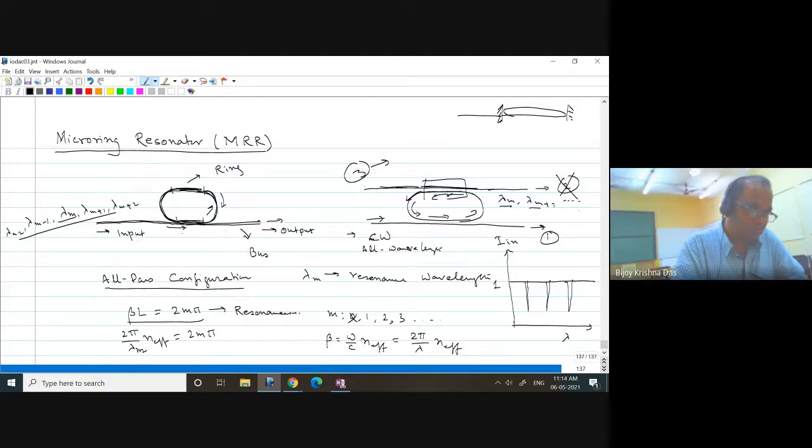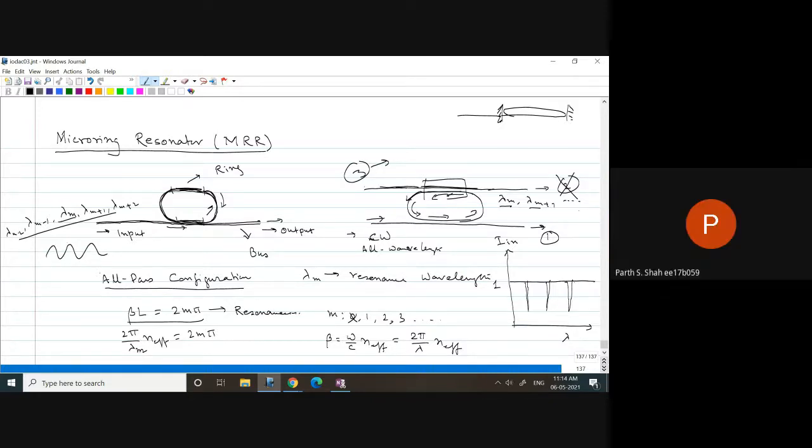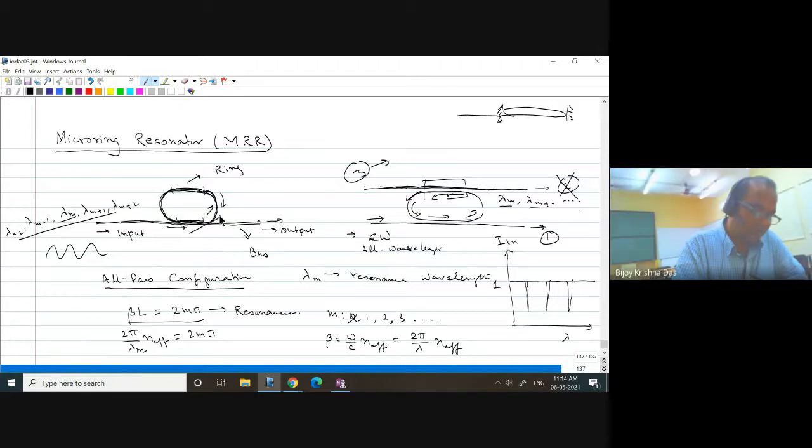I'm not discussing pulses. I'm considering continuous wave light, maybe a sinusoidal wave, but all frequencies are there. And then something is coupling here while forward propagating, and something is supposed to go outside. Now, see what situation happens.